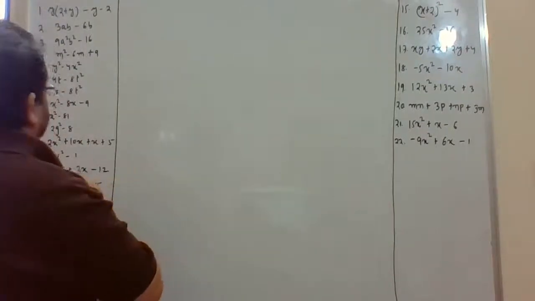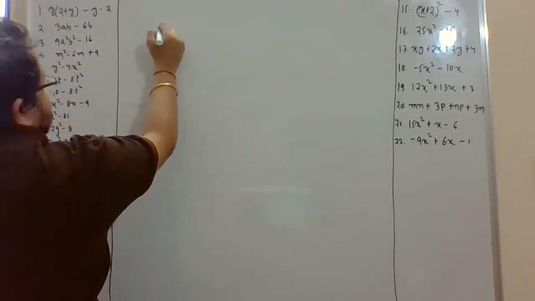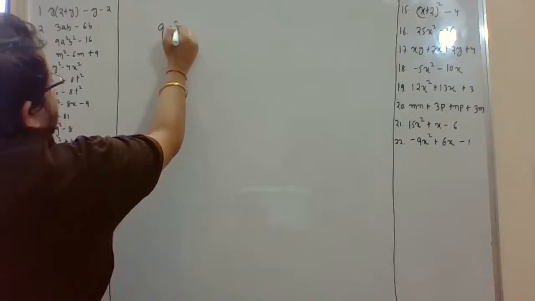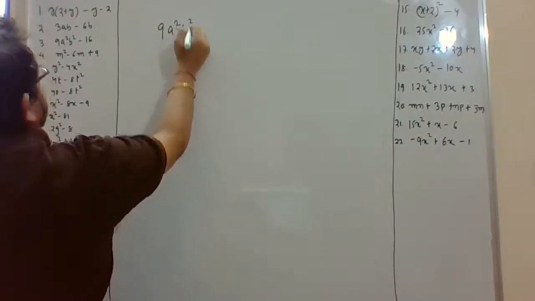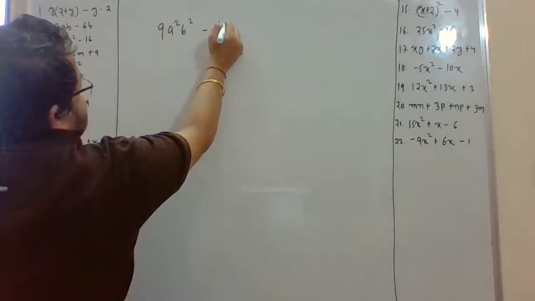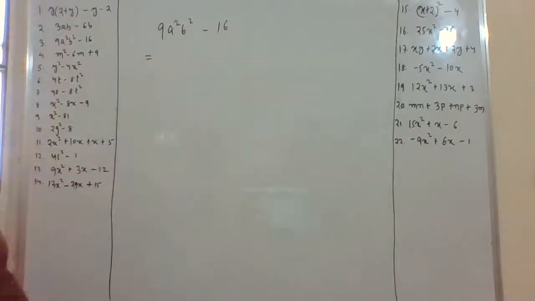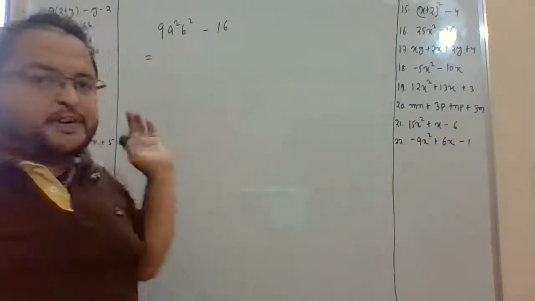Okay, now let's go to the next practice problem. That is 9a square b square minus 16. Very good. So now 9a square b square minus 16.